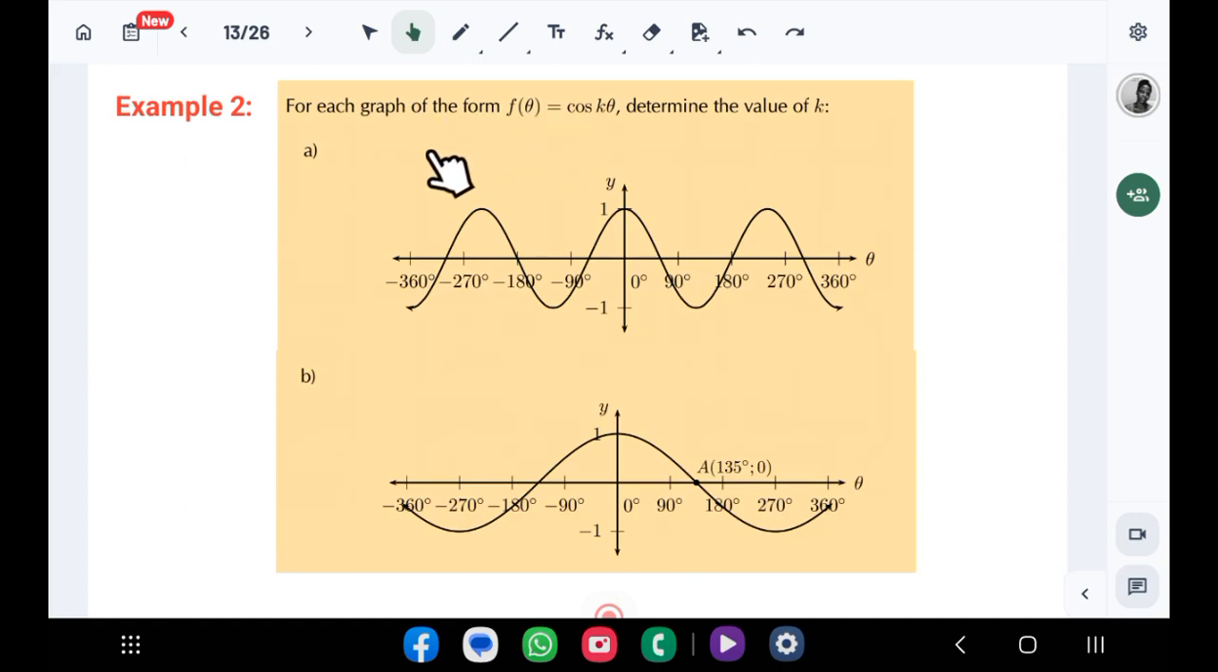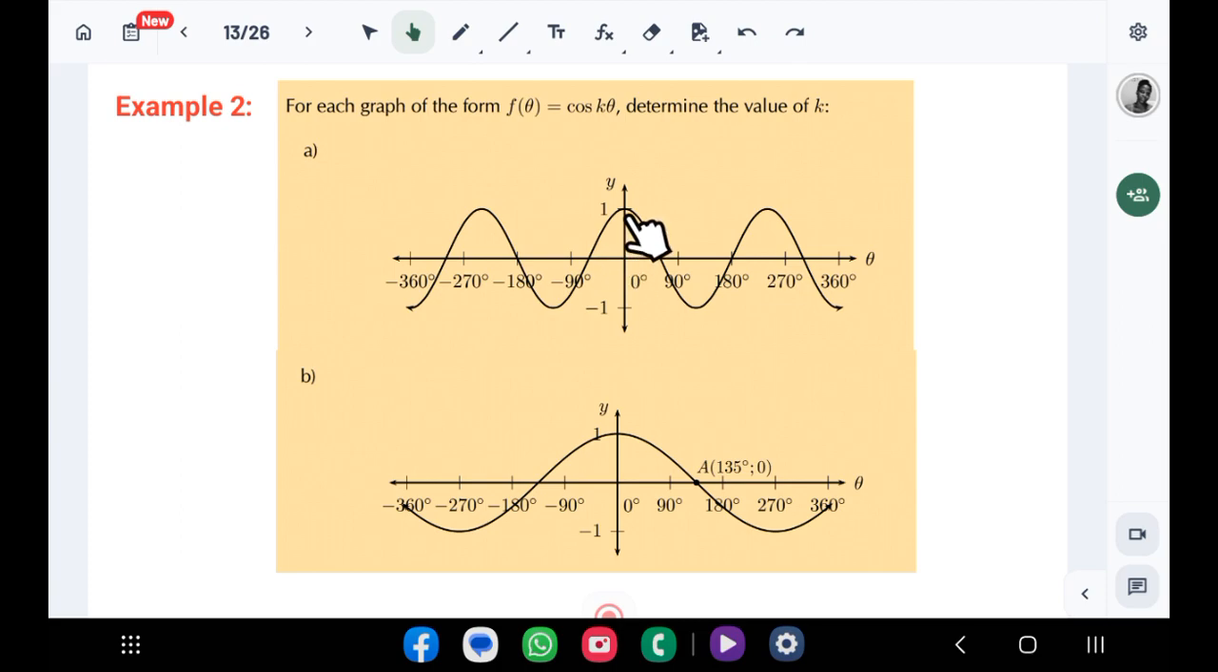The example says: for each graph of the form f of theta equals cos of k times theta, determine the value of k. Now the k tells you that the period is determined by the factor that theta is multiplied by. So what you do is you try and figure out where the graph starts and where it ends. Try and figure out how many degrees it takes for a full complete cycle.